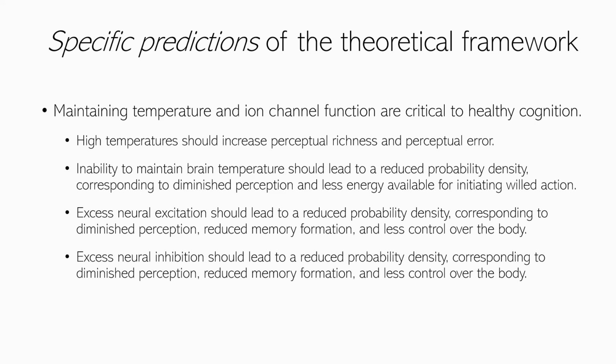And excess neural inhibition should also lead to reduced probability density due to more deterministic outcomes in cortical neurons. So with drugs like barbiturates, benzodiazepines, alcohol, or sedatives, you'd expect diminished perceptual content, less information being available to parse, and so again reduced memory formation during these events and less energy being available to the system to prompt signaling outcomes and direct bodily action. So you have less activity in motor cortex, less motor control.